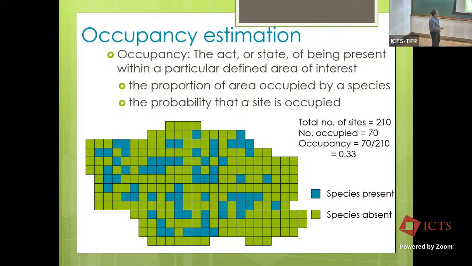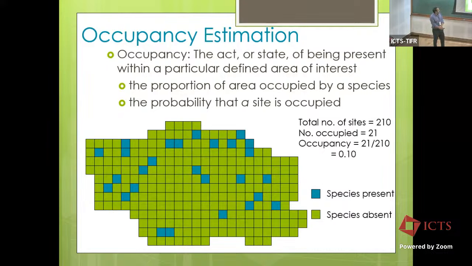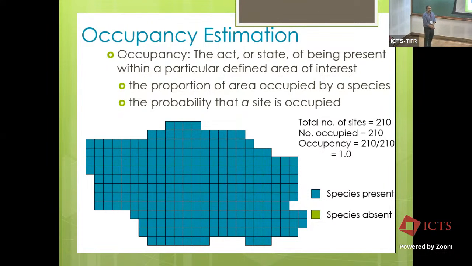Now, let's say the number of occupied sites is 70, which is indicated by the blue. So occupancy is 70 divided by 210, which is 0.33. You can say 33% of all of the 210 sites is occupied by the species, or that the probability of the species occupying any one of these grid cells is 0.33. Is everybody clear on this so far? If we had 21 occupied sites, it would be 21 divided by 210, that's 0.1. If all sites were occupied, your probability is 1.